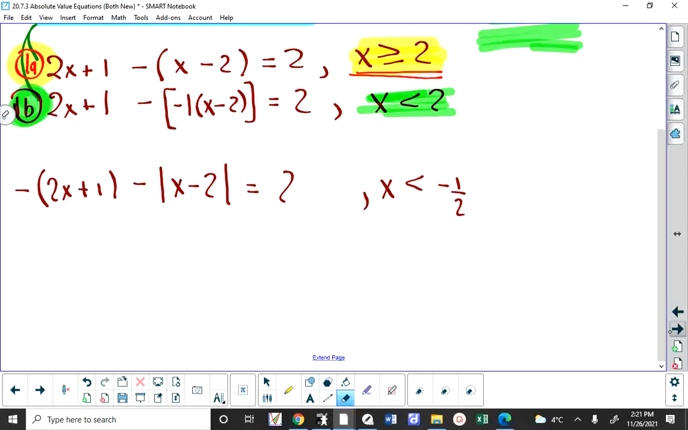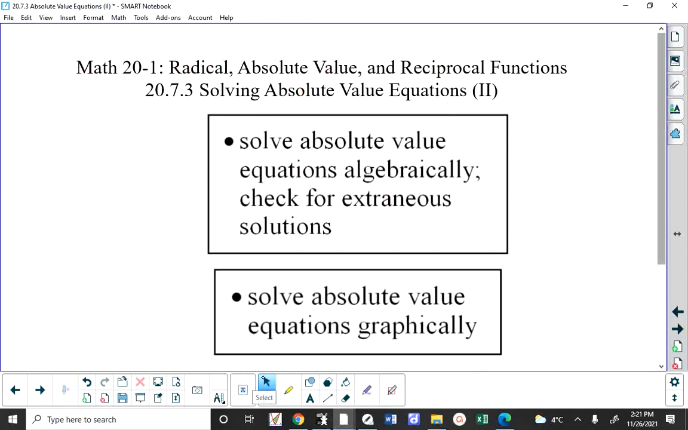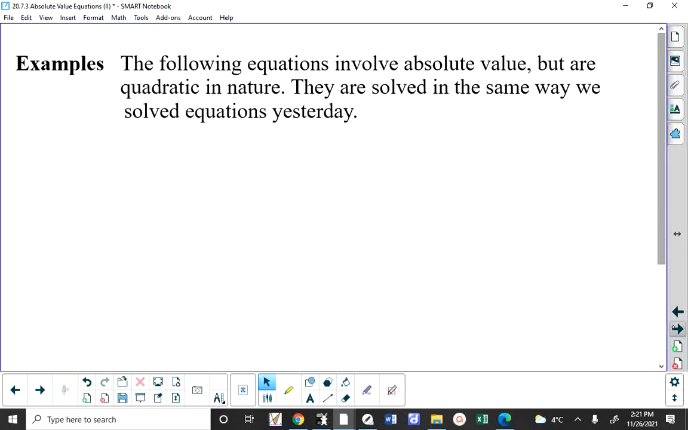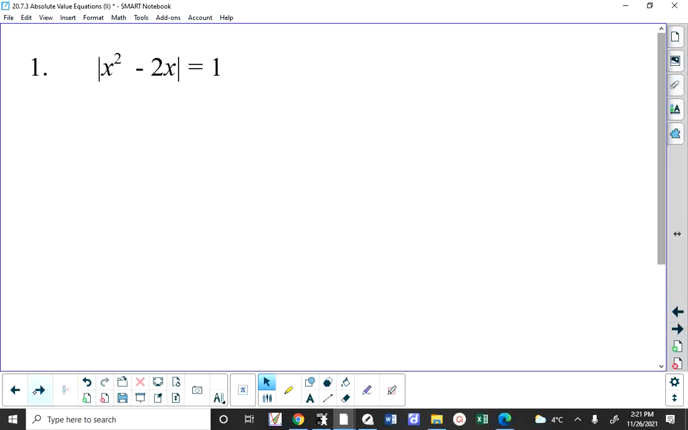All right, then we're going to move on here and take a look at the next lesson, which is continuing to solve absolute value equations, but these are going to be quadratic in nature. So for example, in number 1, you're asked to solve the absolute value of x squared minus 2x is equal to 1, and the argument is a quadratic.